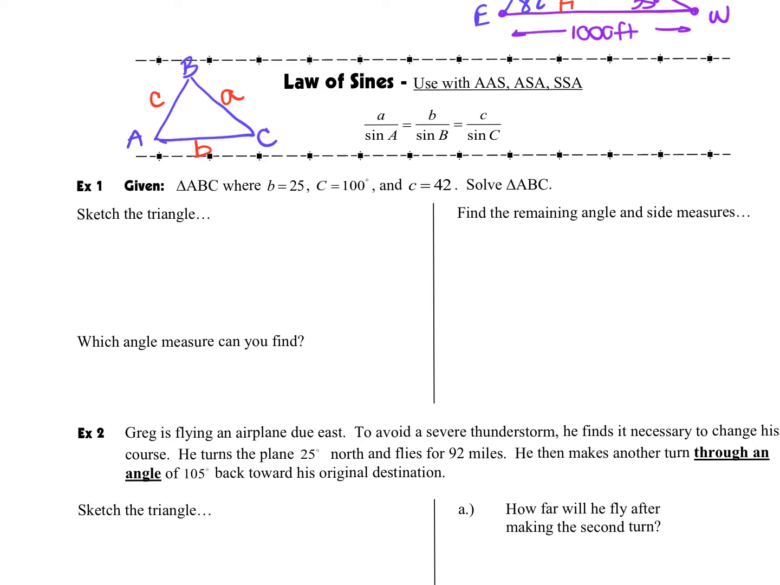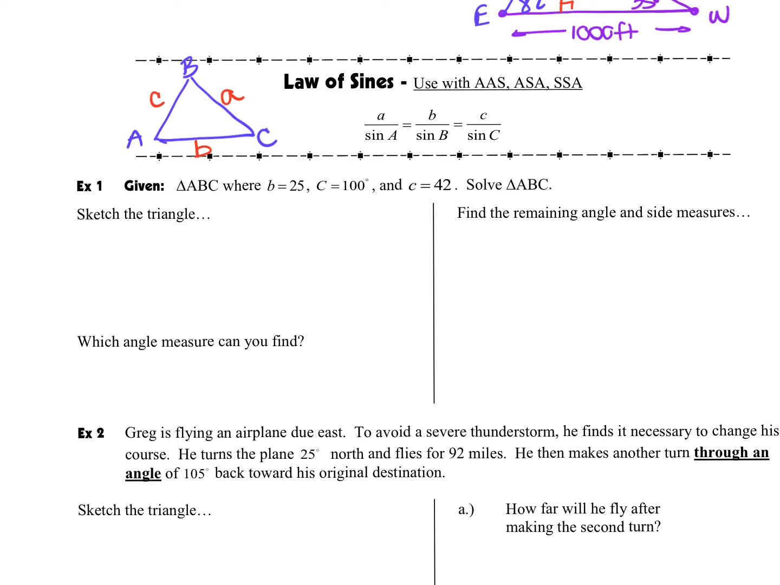Now I do want to point out right away that sometimes students are concerned that, hey, the lowercase c and the uppercase C look the same. But just know on any problem, if it's an angle, it will be marked with a degree symbol. So you won't have to be worried about how do I know whether it's an angle or a side.